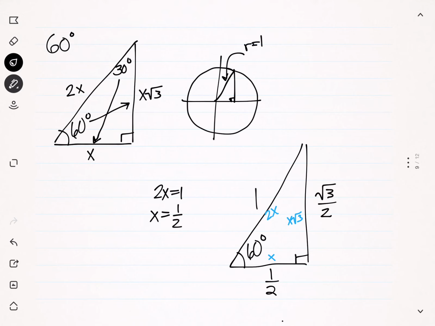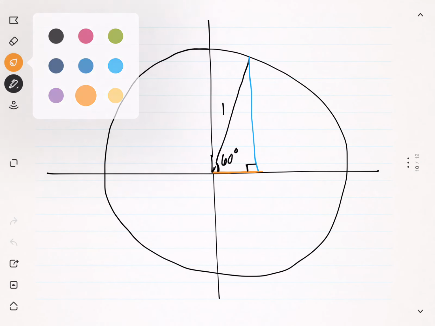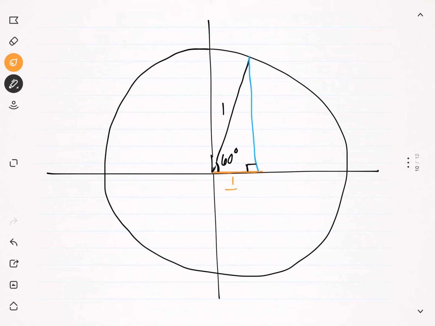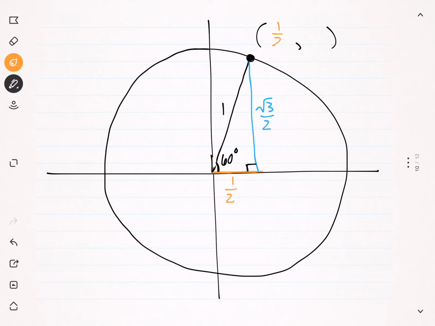Okay, so let's take this to our unit circle here. We have our 60-degree angle. And we just solved for the base here, which is going to be our x value, and then the height, which is going to be root 3 over 2. So then the coordinates on this unit circle at 60 degrees in standard position are going to have an x value of 1/2 and a y value of root 3 over 2.